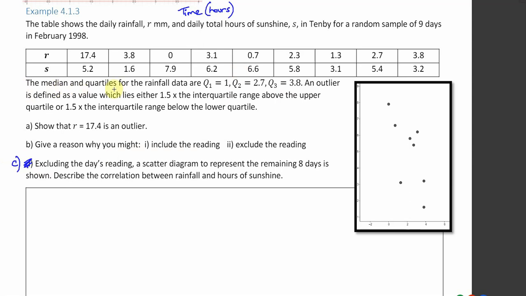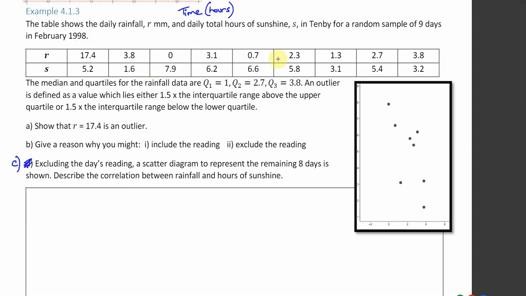We're told the median and quartiles for the rainfall data, and we are told an outlier is defined as a value which lies either 1.5 interquartile ranges above the upper quartile or 1.5 interquartile ranges below the lower quartile. Our job is to show that an R value of 17.4 really is an outlier. Right, so part A, we need to show that 17.4 as an R value is an outlier.